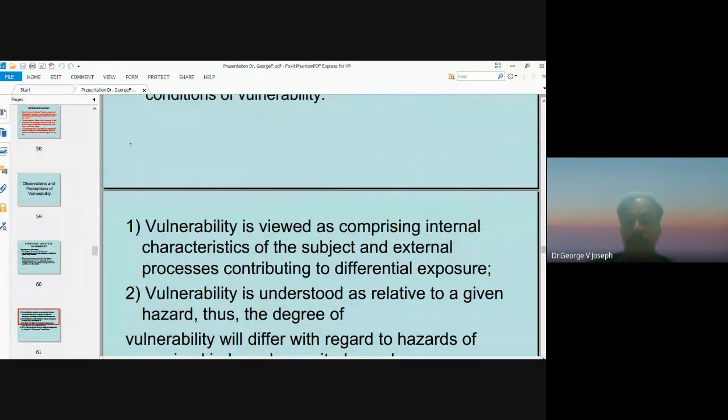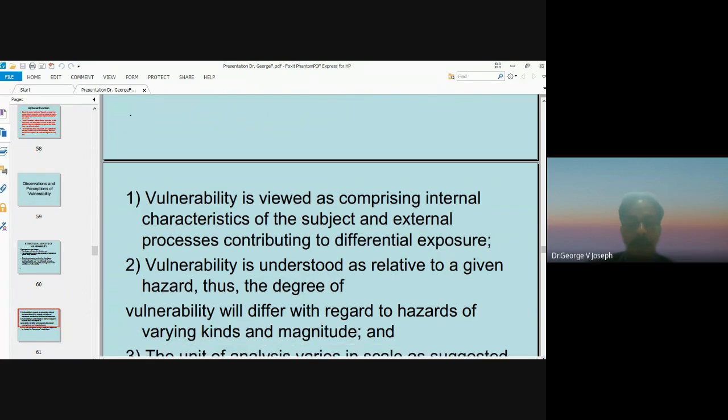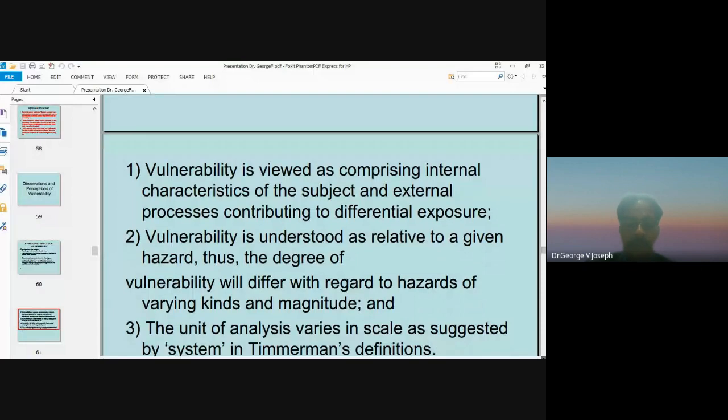Vulnerability is viewed as comprising internal characteristics of the subject and external processes contributing to differential exposure. As I already mentioned, this varies.